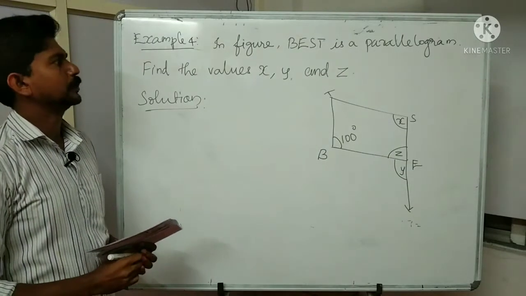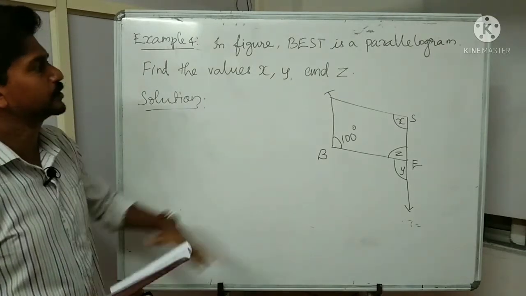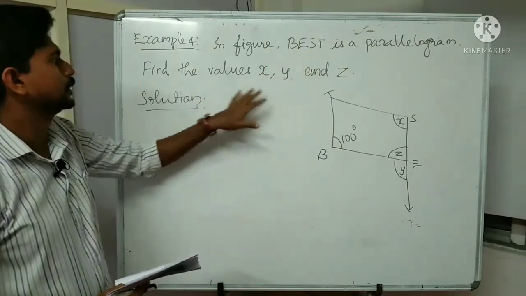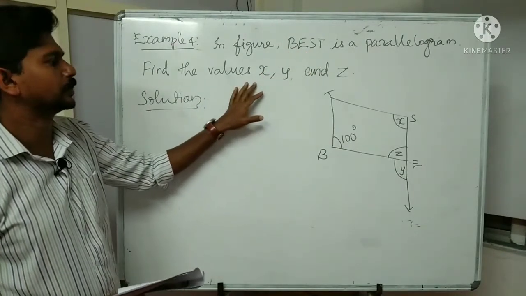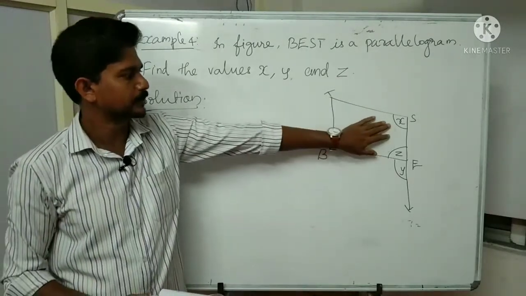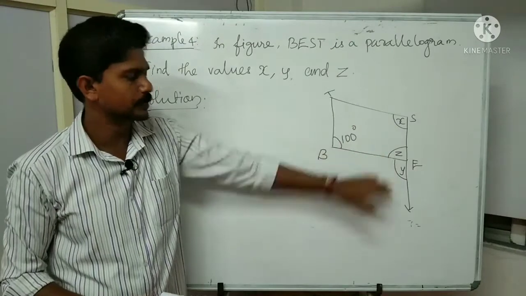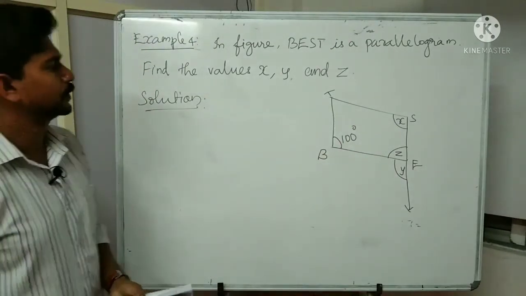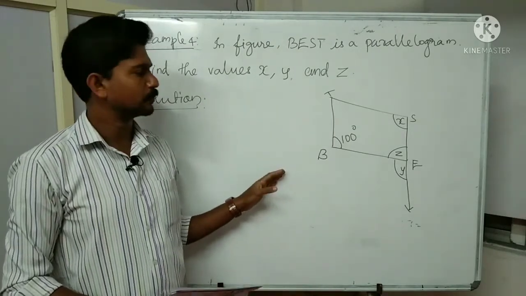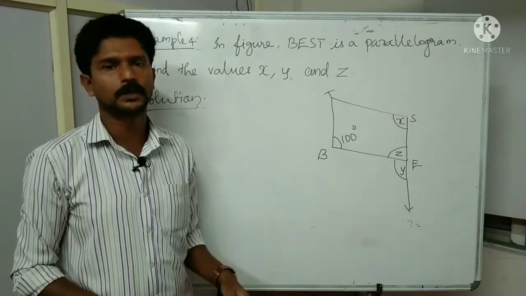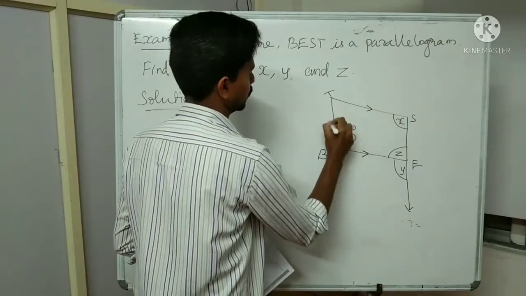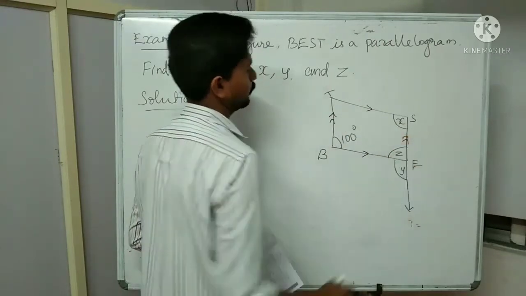In example 4, in the given figure, BEST is a parallelogram. In that we have to find the values of the angles X, Y and Z. We know that we have to use the properties and find the answer. One of the properties says that opposite sides of a parallelogram are parallel. This is a parallelogram, so these two sides are parallel and these two sides are parallel.